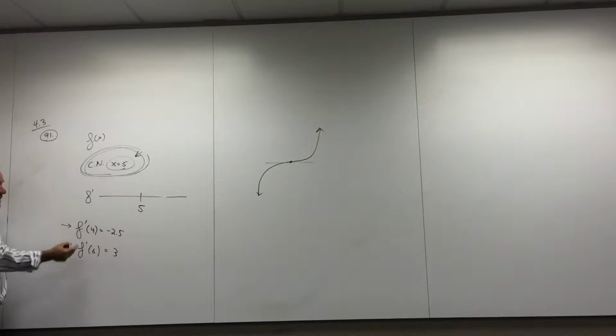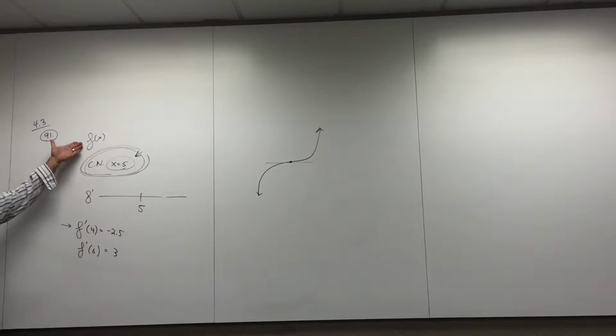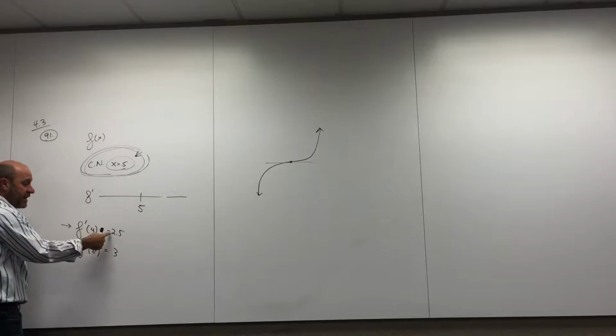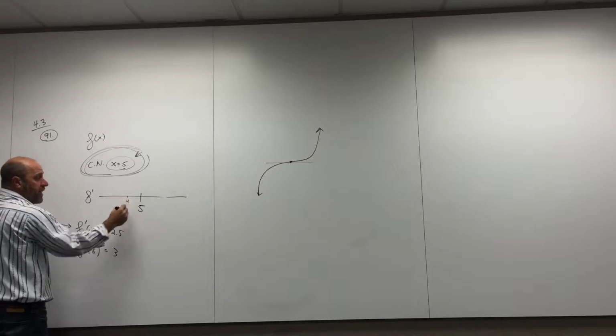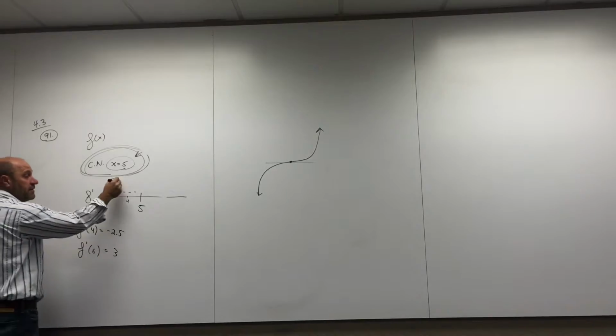They're telling me if you plugged a 4 into your derivative, you would get a negative number. I don't have a function, and I don't have a derivative, but I've got some information. And it says, if you plug 4 into the derivative, it's negative. Well, 4 lives right here. If the derivative's negative, I know the function is decreasing.